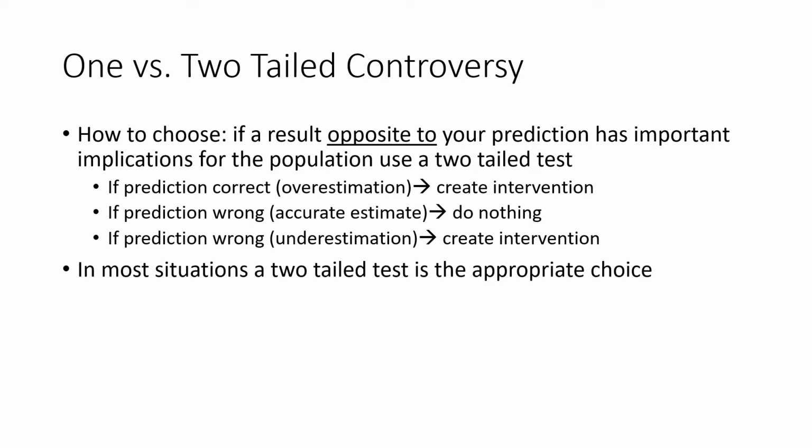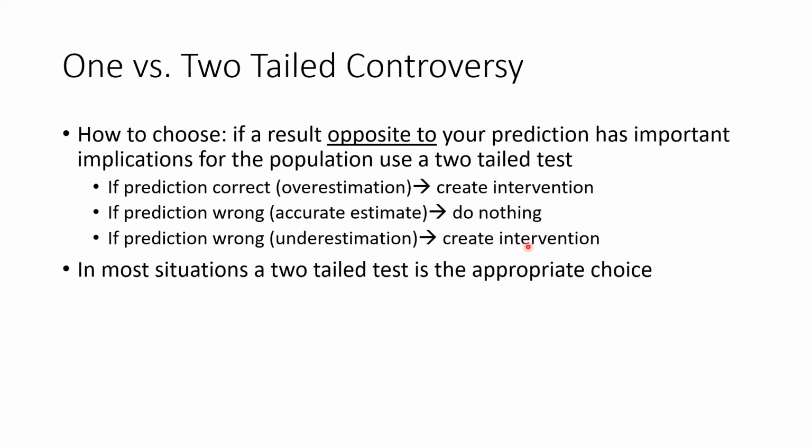You're still going to do something if you find underestimation. These two outcomes, the null result outcome and the one that's opposite of what you predicted, if you're still going to do something if you get an opposite result, then you should probably use a two-tailed test. The only time a one-tailed test would be justified is if underestimation and an accurate estimation, if both of those you would do nothing.